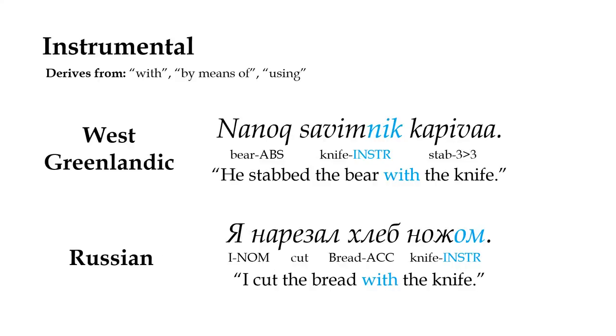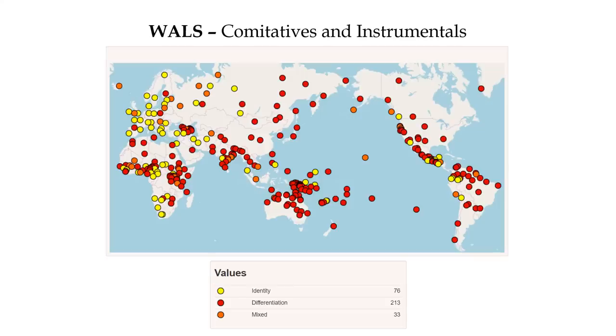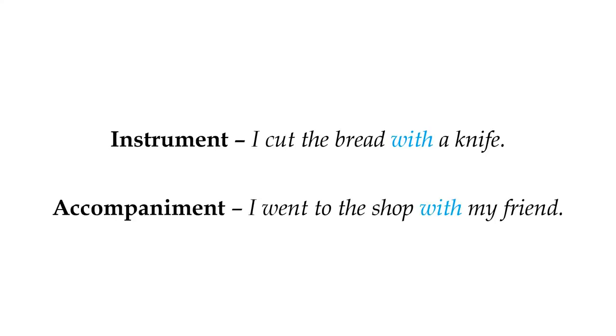The instrumental marks the noun as the means by which the verb is carried out, and may come from an adposition like with or by means of. The instrumental sometimes overlaps with the committative case, which marks accompaniment or association with an adjacent noun. Many languages will use the same morphology to mark the instrumental and committative, and leave it up to context to disambiguate things. Think about how in English, the word with can be used to express either instrumentality or accompaniment.